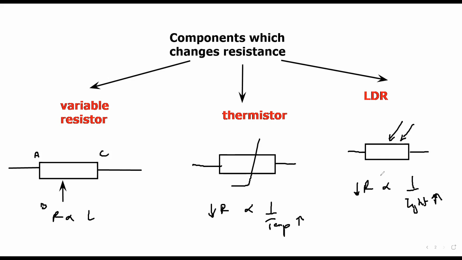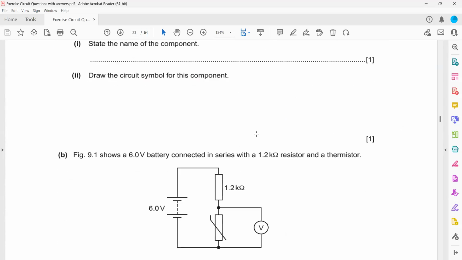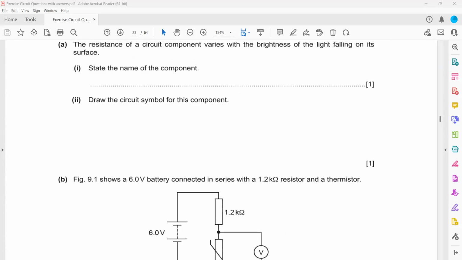So these are the components whose resistance changes. For a variable resistor, if we change length, resistance changes. For a thermistor, if we change temperature, resistance changes. For a light dependent resistor, if we change the light intensity, the resistance will change as well. So here we have to draw the circuit symbol for the LDR, not the thermistor. We draw a rectangular box, two wires coming out, and arrows pointing in.